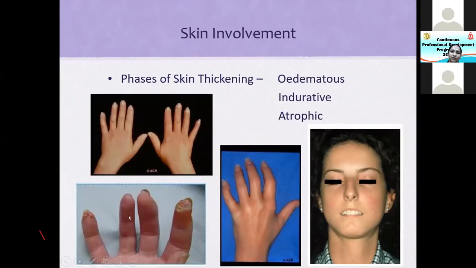Sometimes they can be associated with vascular changes, due to which there can be fingertip ulcerations. In the face, we can see, due to the tightness of the skin, beaking of the nose, small mouth, microstomia, pursing of the lips, and the skin creases might be lost. Now, these are the skin involvement that can be seen in systemic sclerosis.